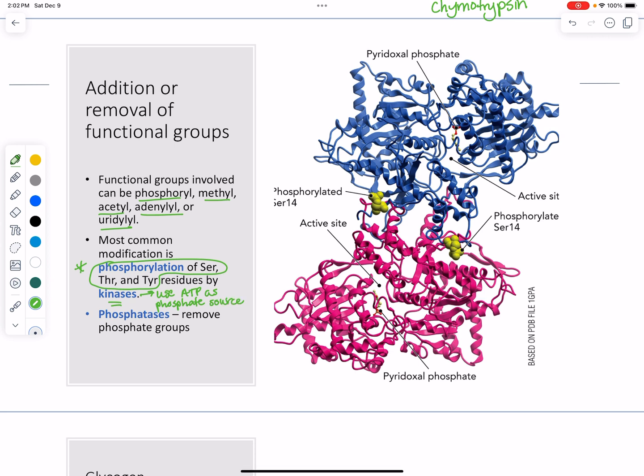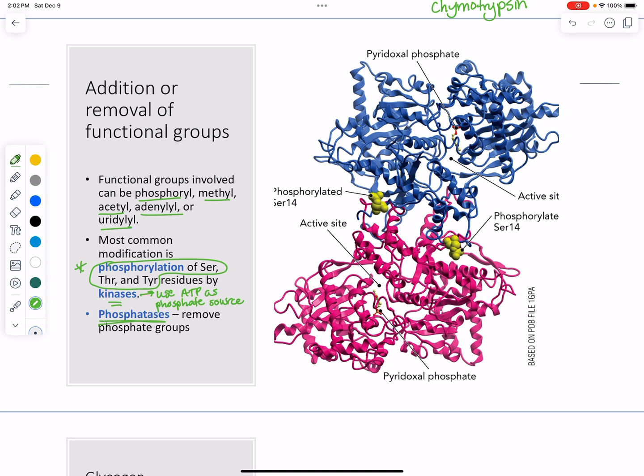And then sometimes something is activated by phosphorylation, sometimes it's inactivated by phosphorylation. Regardless, in either case, if you want to change the activity back, if you turned it on and you want to shut it back off, you can use a phosphatase to remove the phosphate group.